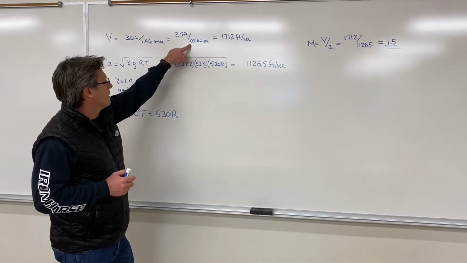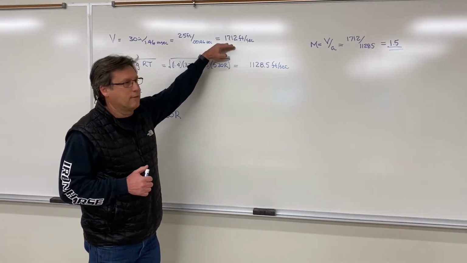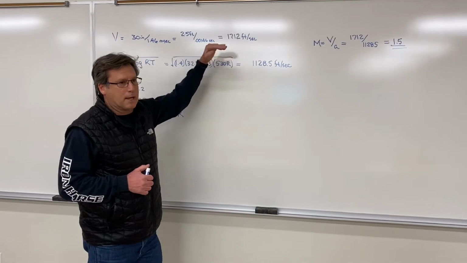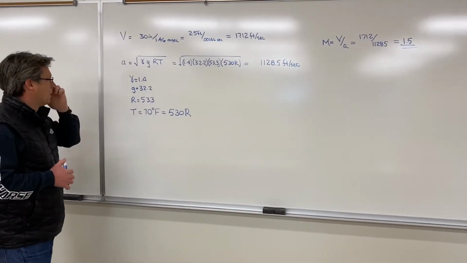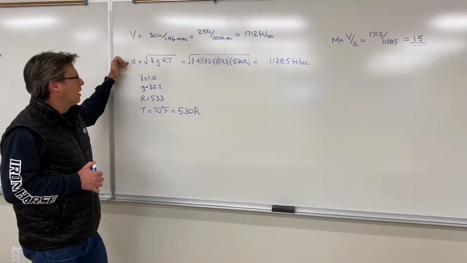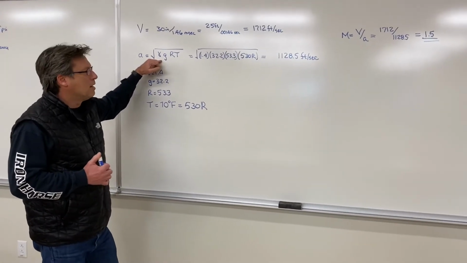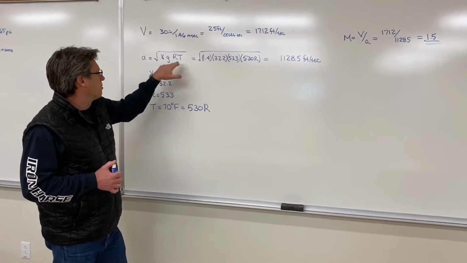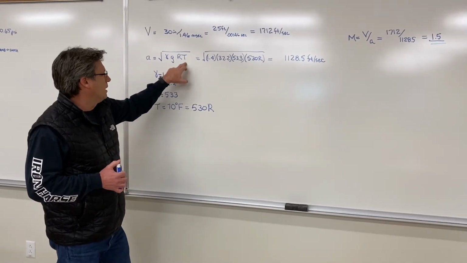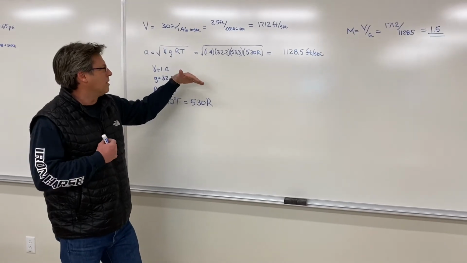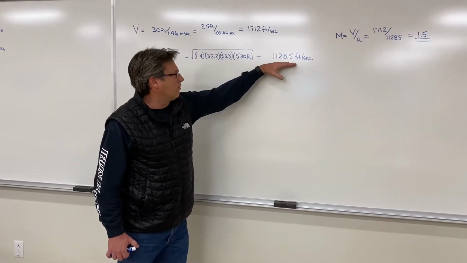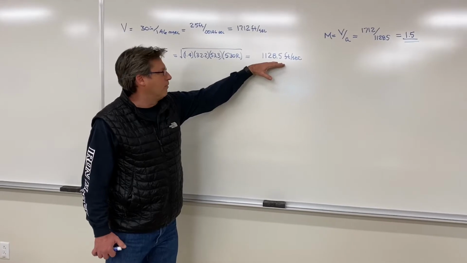We convert that into seconds, and we get a speed of 1712 feet per second. That's the speed of the shock as it passed through the two pressure transducers. Sonic velocity in the lab, you guys remember from basic compressible flow theory, is the square root of gamma g RT. And if you run through this, I'm in English units, this is what I use, and so we come up with a sonic velocity of 1128.5 feet per second.